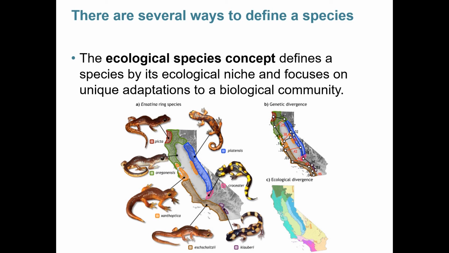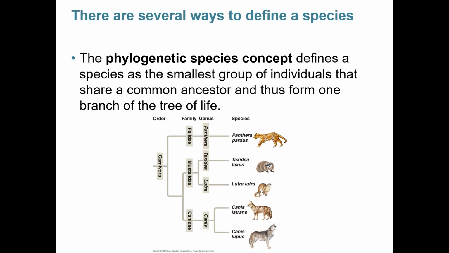The phylogenetic species concept, or species model, defines species as the smallest group of individuals that share a common ancestor. It usually uses genetics or sequencing to try and relate species. So things that are extremely similar to each other are more closely related than things that are particularly different. Normally, these organisms will then be organized into phylogenetic trees, which are based off of how closely related they are. So for example, in this tree that you're looking at here, Canis latrans and Canis lupus are considered separate species based on their genetics, but are more closely related than, say, Canis lupus and Lutra lutra, the otter.